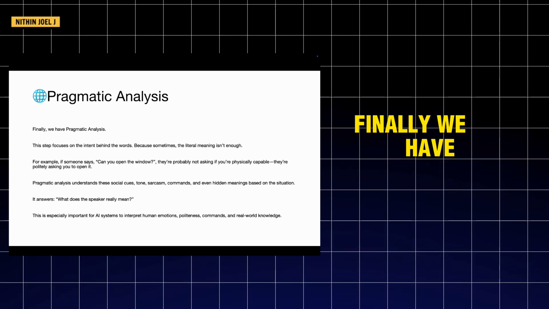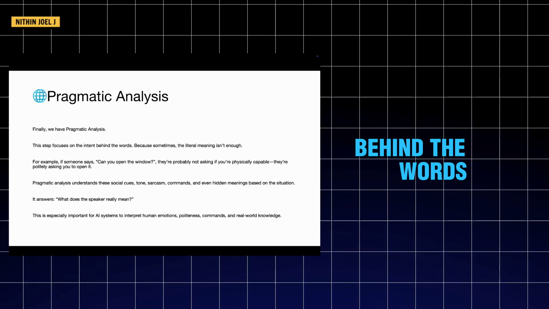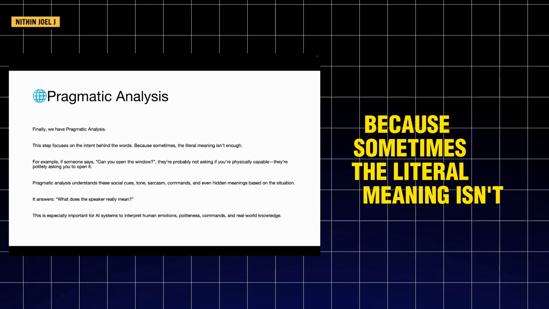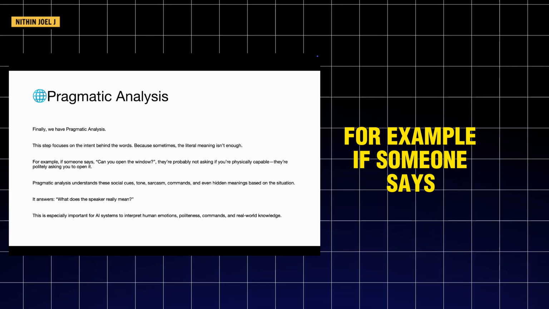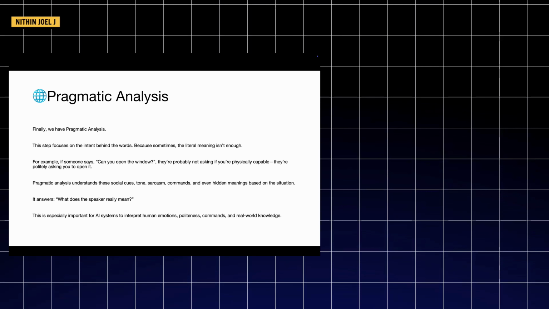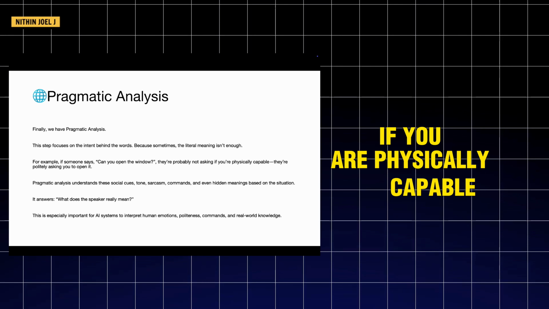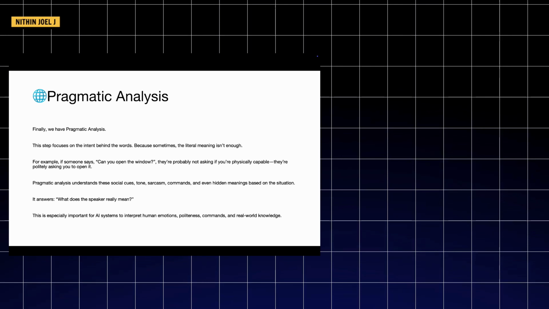Finally, we have pragmatic analysis. This step focuses on the intent behind the words because sometimes the literal meaning isn't enough. For example, if someone says, can you open the window? They are probably not asking if you are physically capable. They are politely asking you to open it.